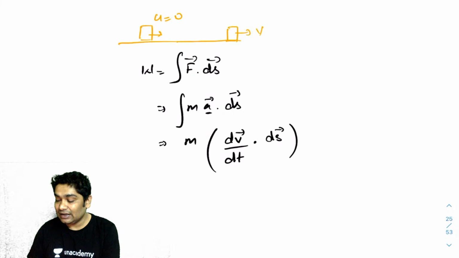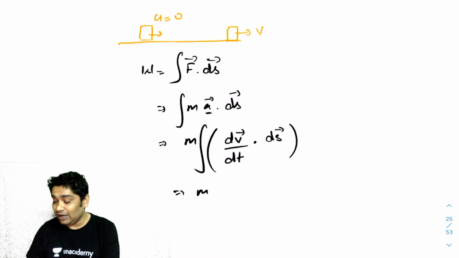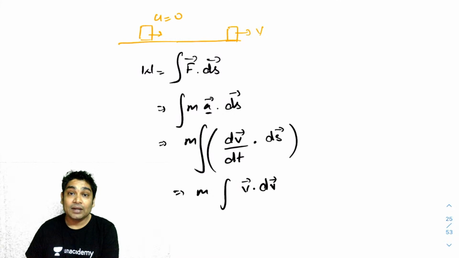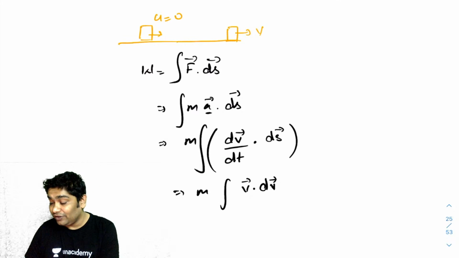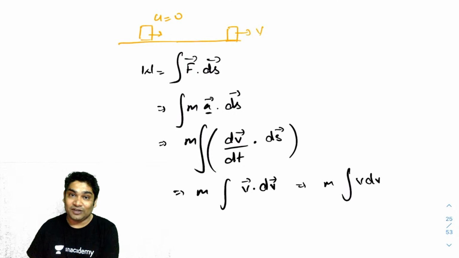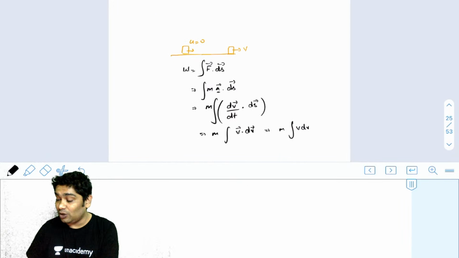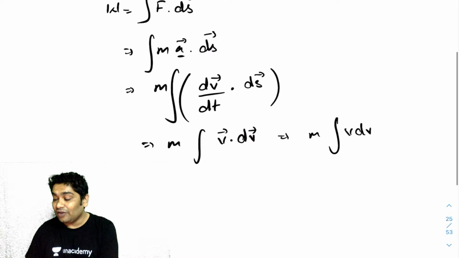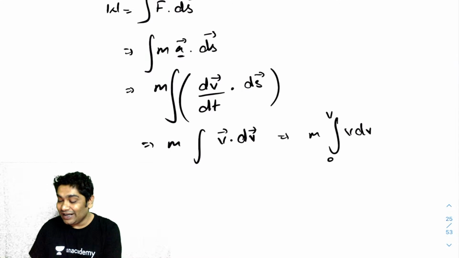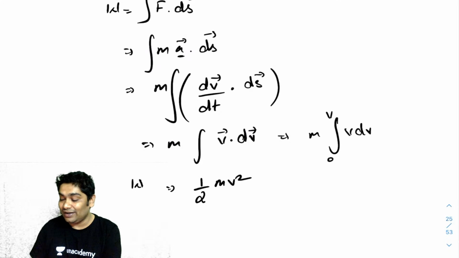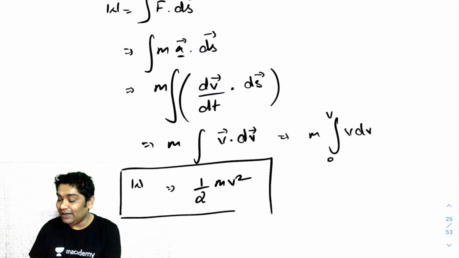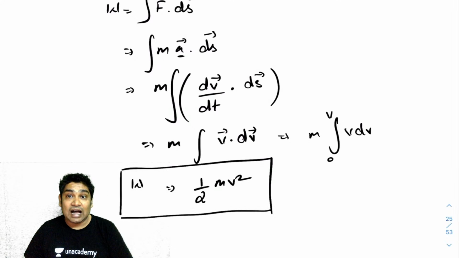Now this can also be written as m times the integral of v vector dot dv vector. Now you will know that the dot product of v and dv is in fact v dv, where v is the magnitude of the velocity vector and dv is a small change in the magnitude of velocity. Now, if you integrate this from 0 to v, you will realize that the work done is half mv square. And that is why you say that the kinetic energy, the energy associated with motion, is half mv square.